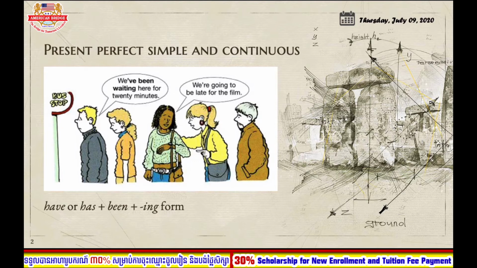Let's look at the boy, what he said. We have been waiting here for 20 minutes, and here we are going to be late for the film. The important point that I want you to pay attention to is this point: have been waiting. As you can see, this is the structure of present perfect continuous or present perfect progressive. Here is the form: have been plus verb-ing. Do you remember the usage of this? Okay, we will look at this tense later.